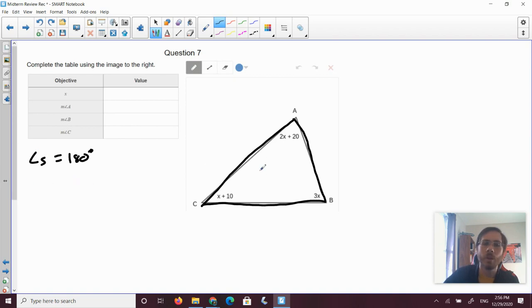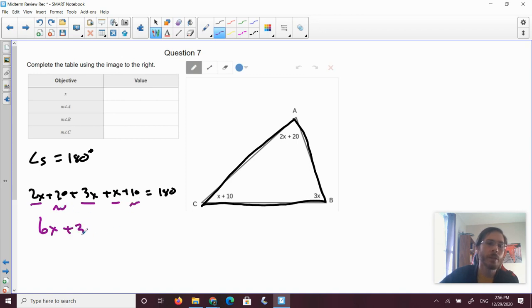So I can go ahead and just write out each of the angles. So that's 2x plus 20 plus 3x plus x plus 10 is equal to 180. So I did A, then B, then C. So again, here we got a little bit of algebra. We can combine all the x's as like terms. So that gives us 6x. We can combine 20 and 10 as like terms. So we get 30.